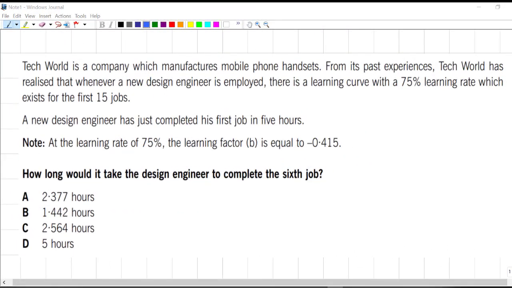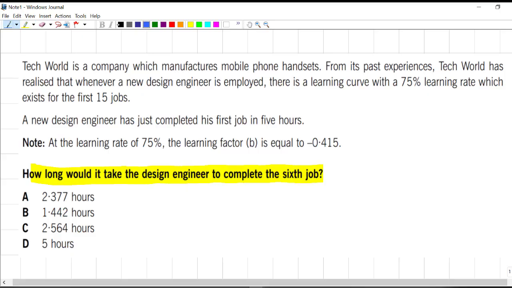Guys, let's try another question. The last one was easy. This one is more challenging. This is a calculation question on the learning curve. And let's look at the theory, then we'll do it lickety-split. How long would it take the design engineer to complete the sixth job?